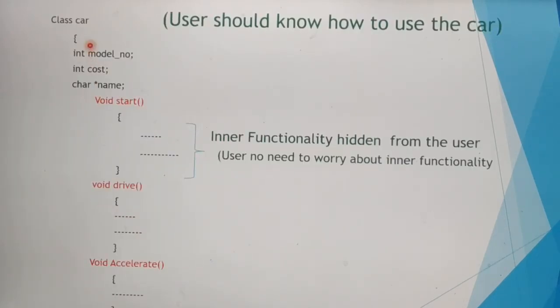Given the car example, here are given 3 modules. One is void start, drive and accelerate. Here these are the 3 important abstractions for the car object. Here the inner parts are fully hidden from the user. User no need to worry about how inner functionalities work and are implemented.